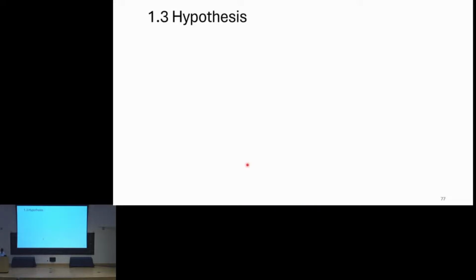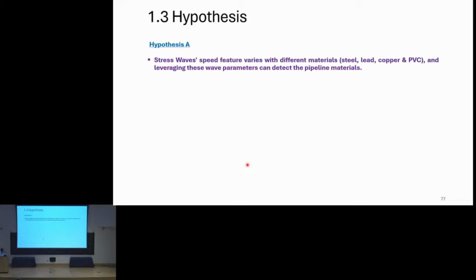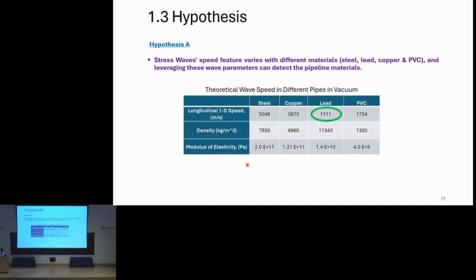Okay. So we considered two hypotheses. One is to use the speed feature. As I mentioned, the speed feature varies widely for steel, copper, lead, and PVC. For lead specifically, it's the lowest. So we can use that feature to differentiate different materials of the service line.